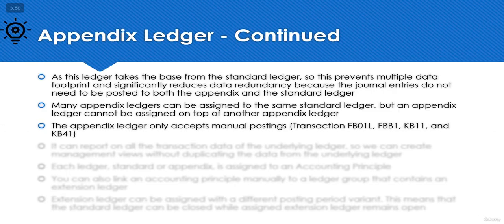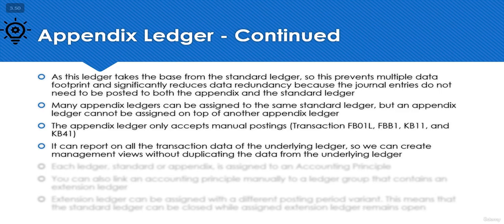The appendix ledger only accepts manual postings, that is through transaction codes FB01L, FB1, KB11, and KB41. It can report on all the transaction data of the underlying ledger, so we can create management views without duplicating the data from the underlying ledger.